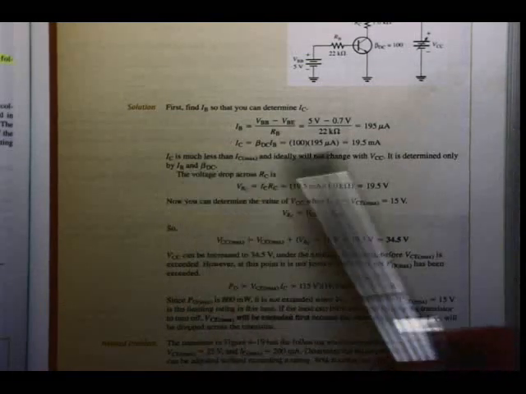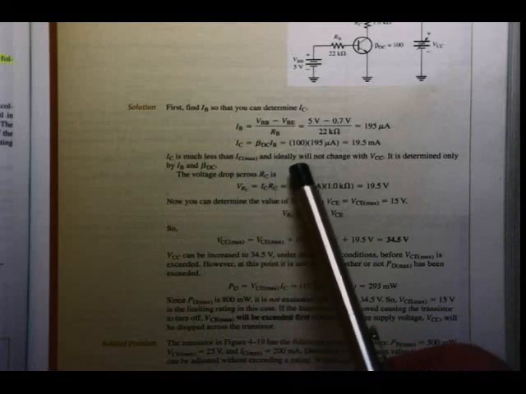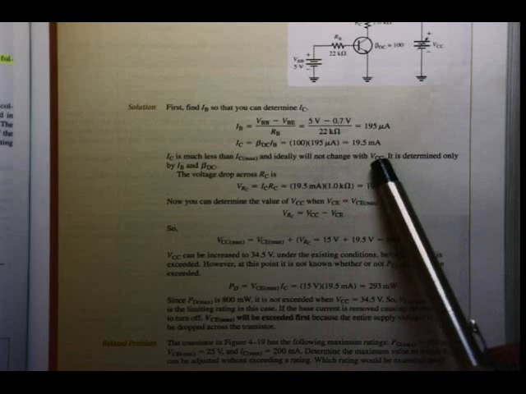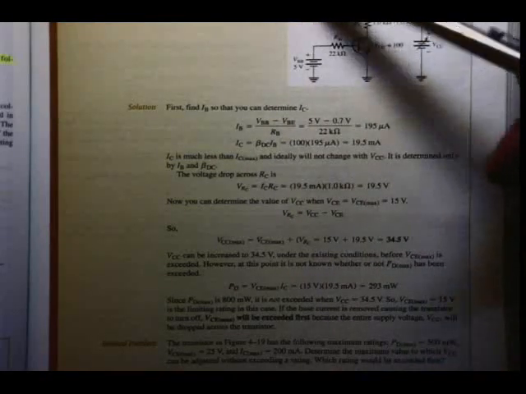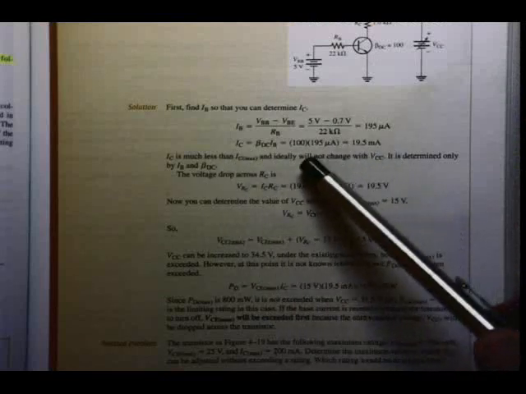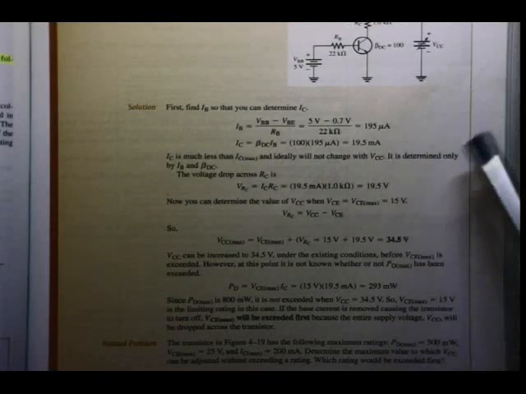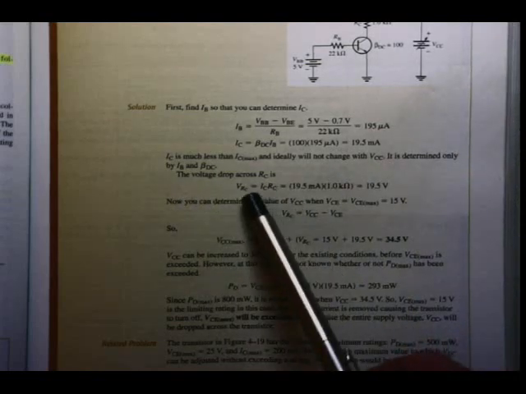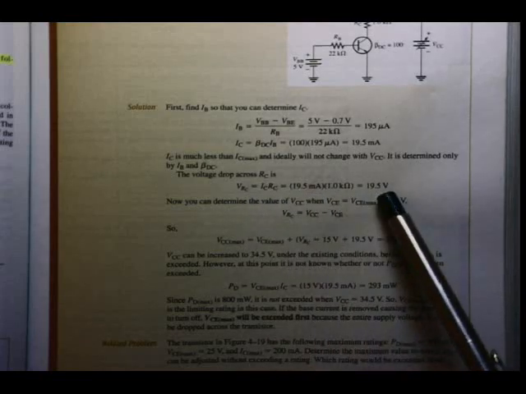So I can see here, IC is much less than IC max, and ideally will not change with VCC. Okay, what was IC max given as? IC max was given as 100 milliamps, and IC for this specific circuit is only 19.5 milliamps. Alright, so the voltage drop across RC using Ohm's law, IC times RC, is 19.5 volts.